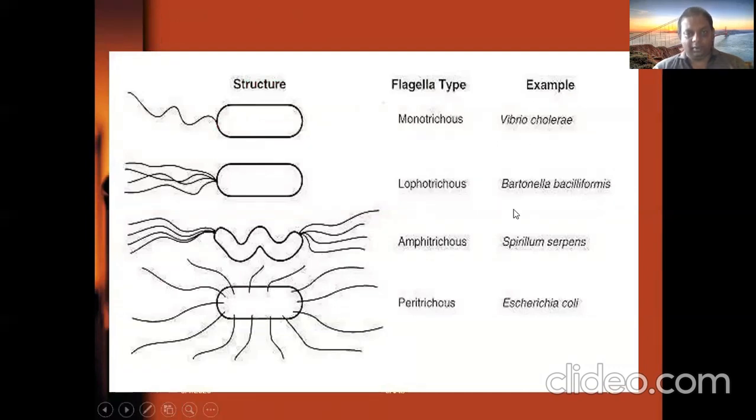So there are a few examples. Depending on their flagella location, their motility type is different. So these are a few motile bacteria.